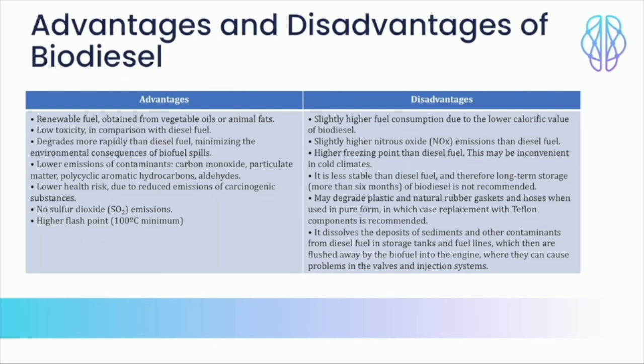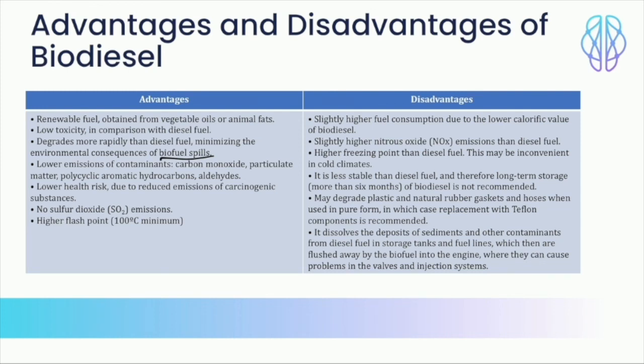That's an important consideration. Another thing is it has a higher freezing point than diesel fuel, which is great in a country like Australia where that's not really an issue. However, if you're in a colder temperature, such as Alaska, for example, that might be a bit inconvenient, right? It's less stable, so the fact that it's more degradable is great for biofuel spills. However, for long-term storage, you can't really store it for more than 6 months. That's where the degradability has both an advantage and a disadvantage.